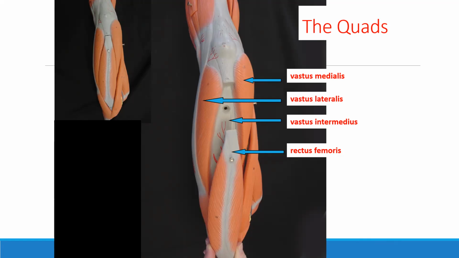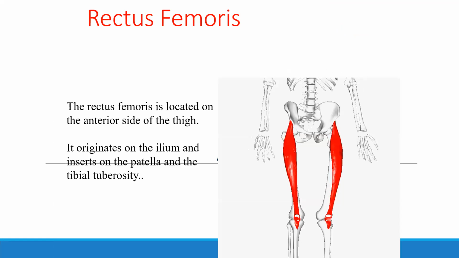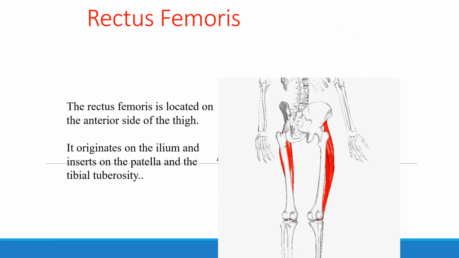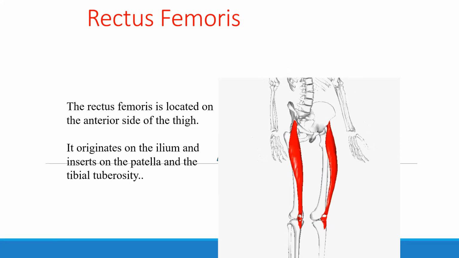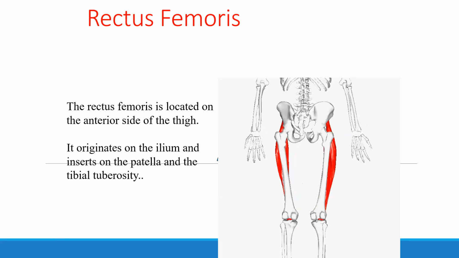So quadriceps, there's 4 of them in the front of the thigh. The vastus medialis, the vastus intermedius, the vastus lateralis, and on top of the intermedius, we have the rectus femoris. I don't know why they named that. Okay. There's the rectus femoris right there. It is one of the 4 quadricep muscles.